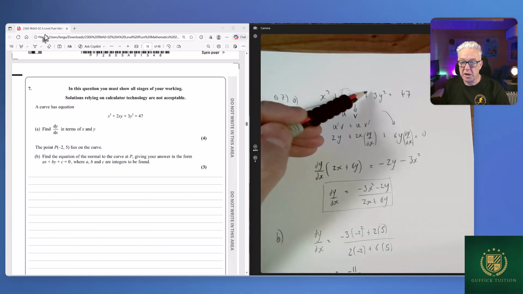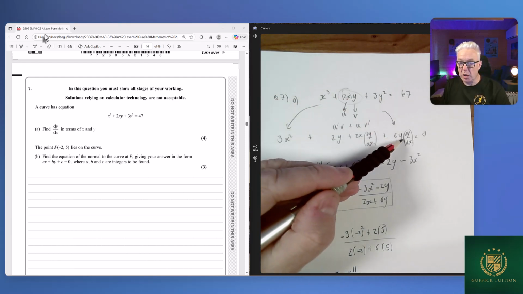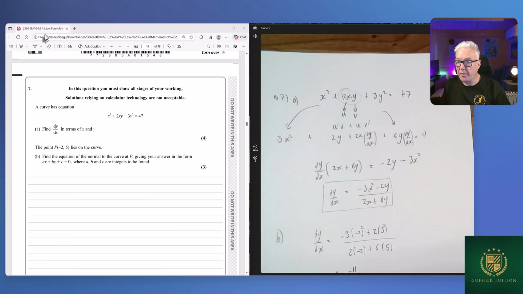So that's our product rule used to differentiate the 2xy. 3y squared is going to go to 3 times 2, which is 6y, and then we add on a dy by dx. And the right hand side, 47, goes to 0.